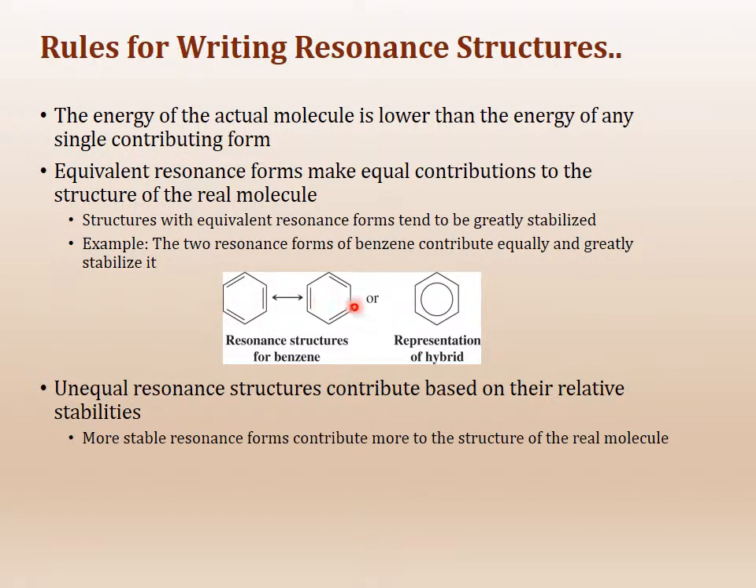So which means that both of them are contributing equally to the final resonance structure. So this is the final representation of the hybrid structure for benzene. The unequal resonance structures contribute based on their relative stabilities, which means that if a structure is more stable, it contributes more. If it is less stable, it will contribute less. So what is a more stable structure?